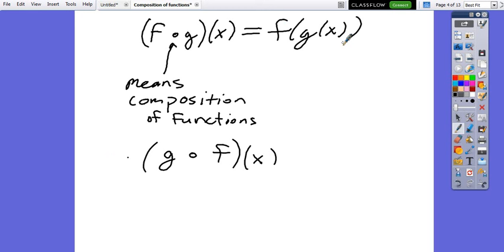g circle f of x means g of f of x. So this is the other notation. They mean exactly the same thing. You need to know either way. Sometimes people call this f composed with g, or f of g. It's not an O, it's just a little circle. It's not a multiplication symbol. It's just a symbol that we use for composition of functions.